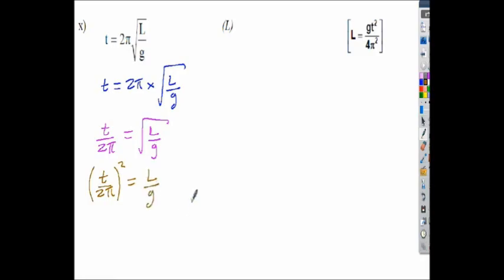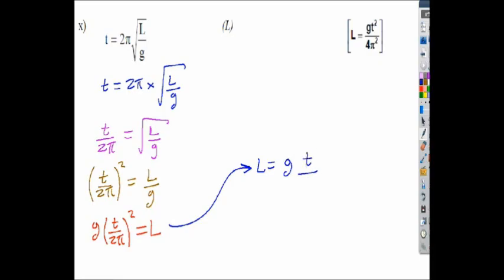I want to make L the subject, so I need to multiply both sides by G. So G multiplied by the T over 2 pi all squared is now equal to L. Turning the equation round then, L is equal to G multiplied by the T upon 2 pi and that's all squared.